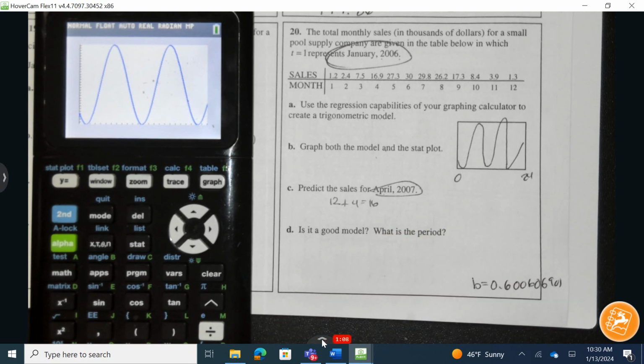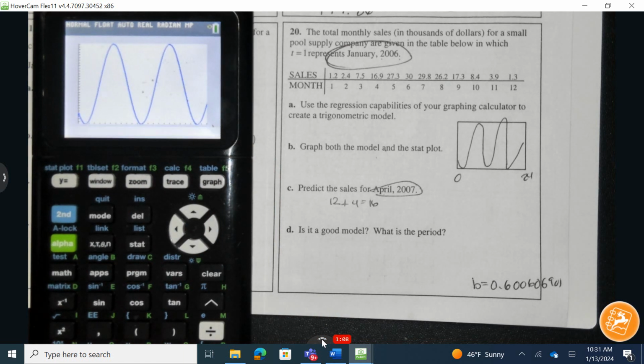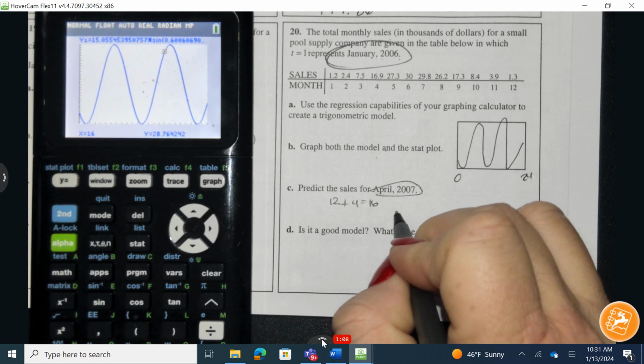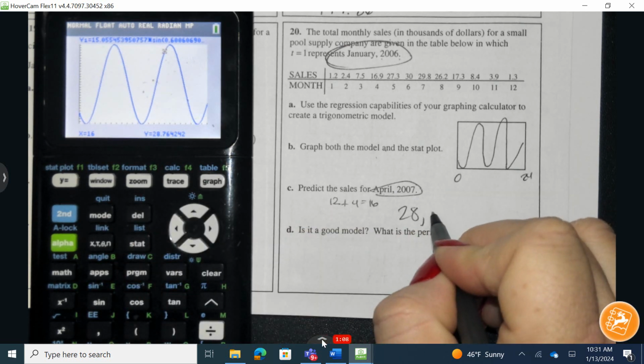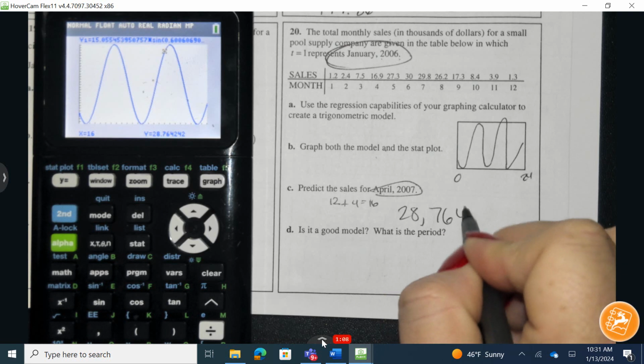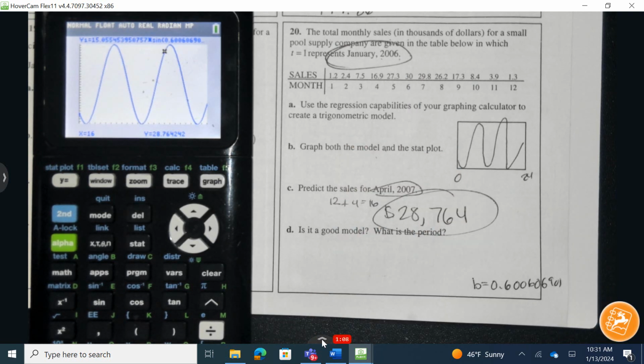So let's find month 16. Second Trace, remember that our X's are in terms of months, value of 16. Now be careful here. Don't write down 28. This is in terms of thousands. So I'm going to move that decimal 3 places to the right: 764. It's in terms of thousands of dollars.